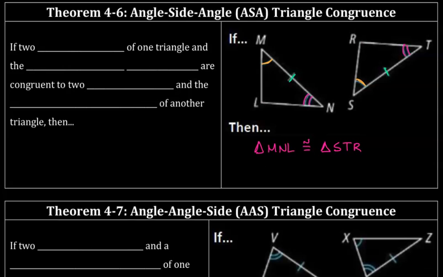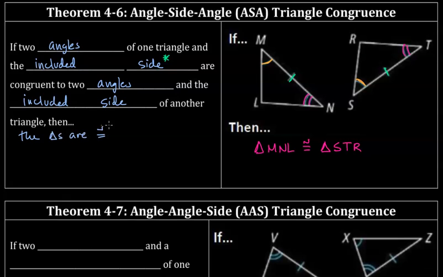In words, this theorem says, if two angles and the included side of one triangle, and I'll define that included side in just a second, if two angles and the included side are congruent to two angles and the included side of another triangle, then the triangles are congruent.